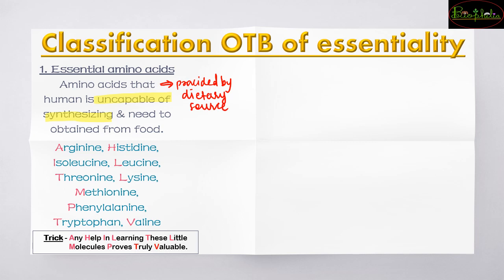So which amino acids are these? They are arginine, histidine, isoleucine, leucine, threonine, lysine, methionine, phenylalanine, tryptophan and valine. To remember all these, you can remember a trick: "Any help in learning these little molecules proves truly valuable." Remember this sentence; the starting of each word relates to the essential amino acids that you need to take by diet, which you cannot synthesize on your own inside the body.